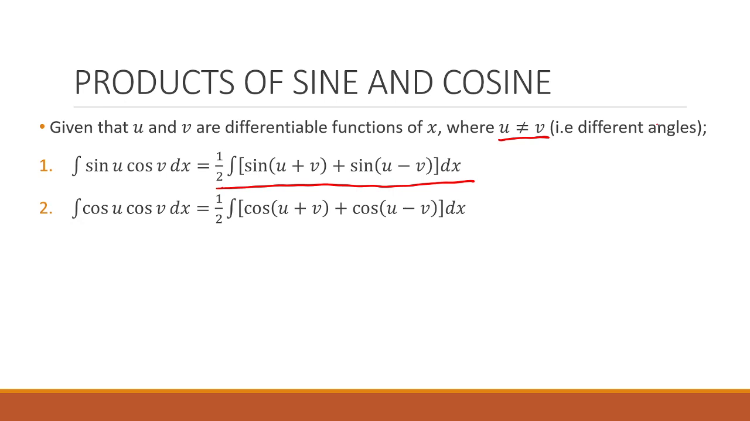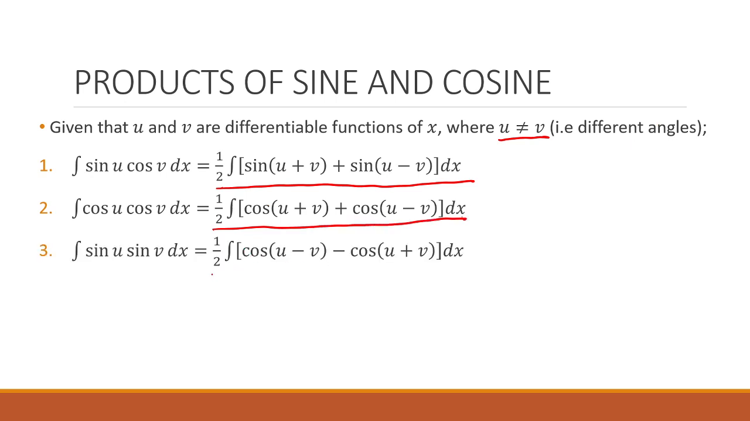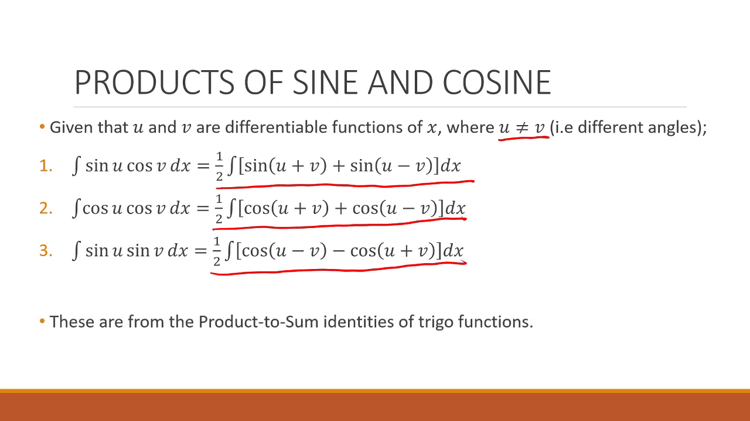Okay? Pag cosine and cosine, but again, different angles, then this one. Pag sine and sine naman, so this one. Okay? Again, these are derived from the product to sum identities ng trigonometric functions. So initially, these three are non-integrable in their initial form. After applying product to sum identities, tapos after simplifying, then readily integrable na sila.